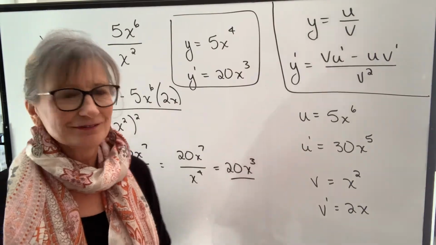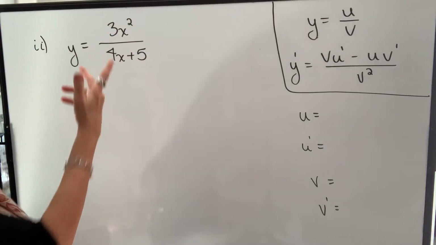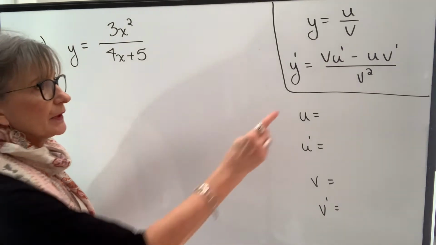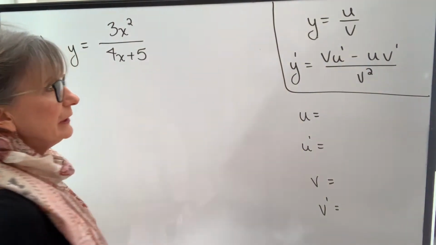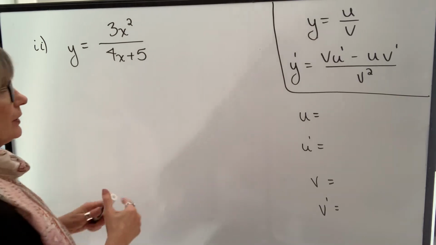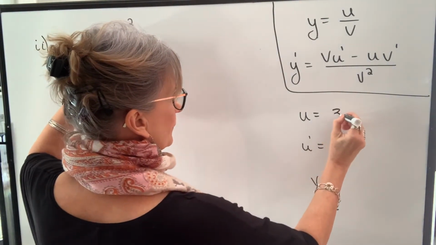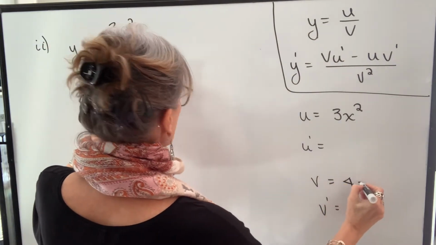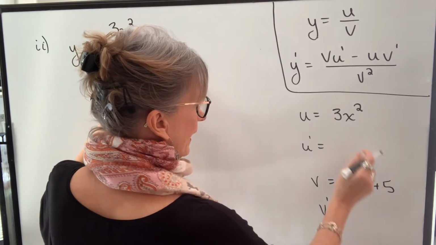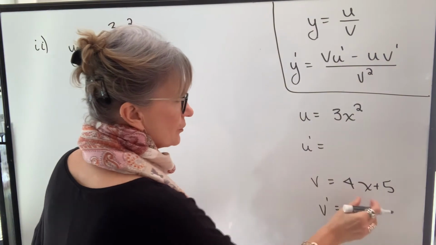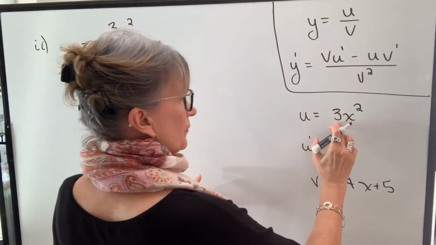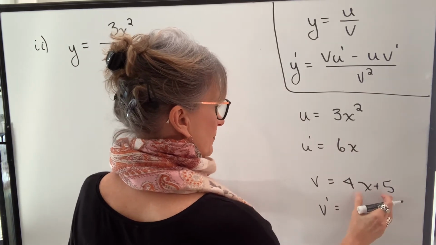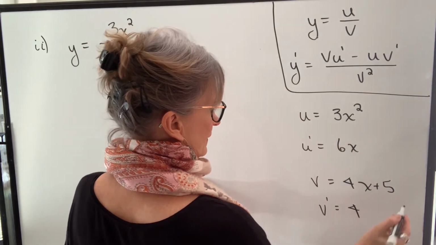Let's try some more. So in my next example, there's nothing I can do to simplify that before I differentiate. So I am going to jump right into using the quotient rule. I'm going to identify u, which is the numerator, 3x squared, v, which is the denominator, 4x plus 5, and then I'm going to find the derivatives of each of those functions. The derivative of 3x squared will be 6x. The derivative of 4x plus 5 will be 4 plus 0, which is just 4.